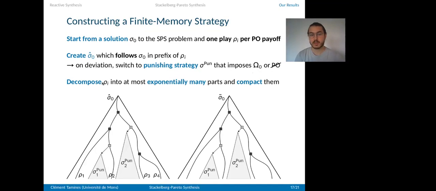Then we decompose each of these plays rho i into at most exponentially many parts and compact them. We can see that the resulting strategy sigma 0 tilde has an exponential part yielding a compacted version of these plays and an exponential part which deals with the punishing strategies. Overall, this strategy has an exponential size.